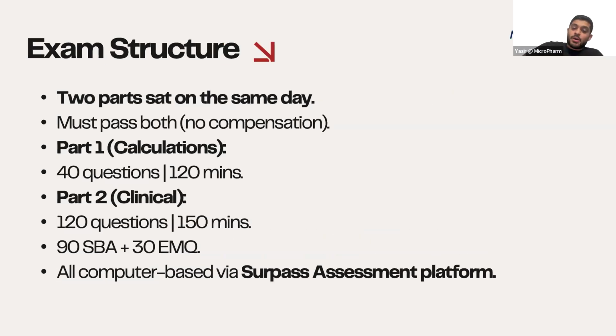In terms of the exam structure, both assessments, I'm sure most of you or all of you already know this by now, both parts of the assessment should be sat on the same day. You must pass both. There's no compensation. So what they mean by that is, let's say, roughly speaking, the pass rate, and this changes every year, it's around 70%. Let's say you get 90% in part one, but 65% in part two. They don't average out the marks.